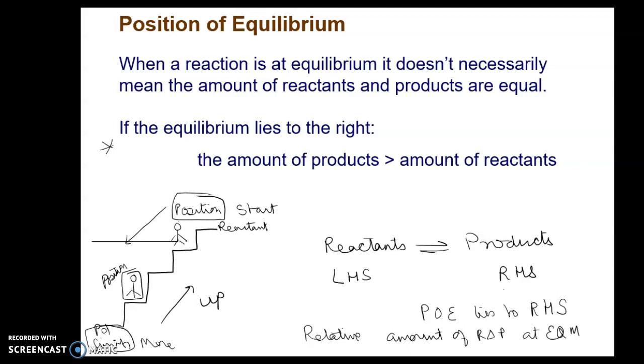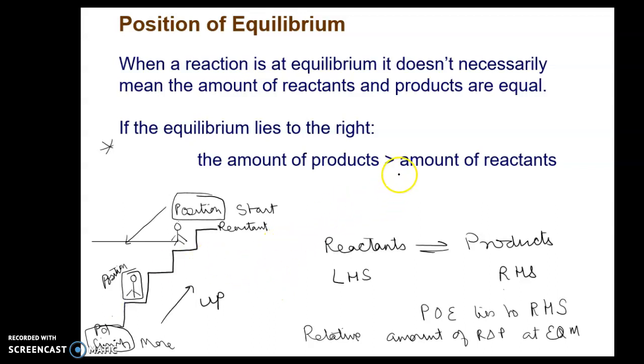So far we've looked into the scenario where you've got more products than reactants. And that happens because the rate of forward reaction was stronger, and therefore most of the reactants reached the products before the equilibrium was established. So the position of equilibrium is more to the right-hand side.